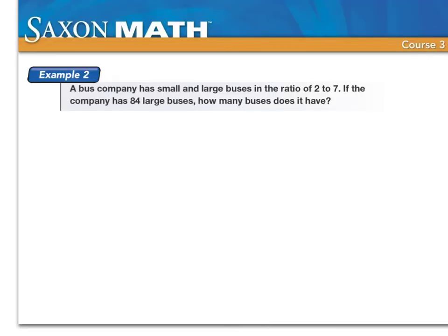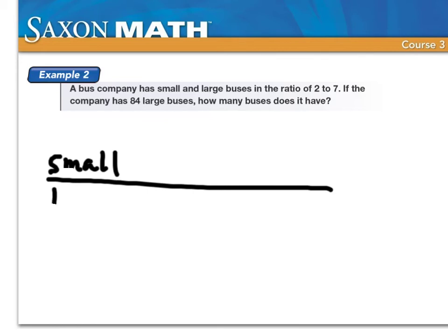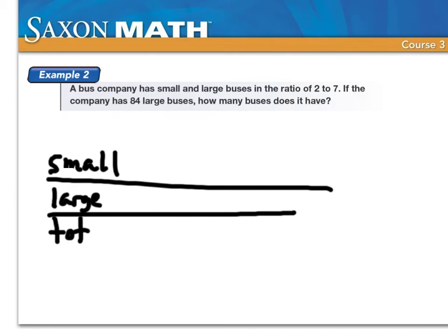Alright, example 2 says a bus company has small and large buses in the ratio of 2 to 7. If the company has 84 large buses, how many buses does it have? Okay, so we'll set up the ratio box. We need the two things we're comparing. We have two different kinds, small and large buses. So I'm comparing small buses to large buses. And we need a row for the total.